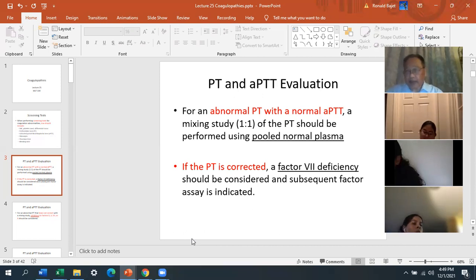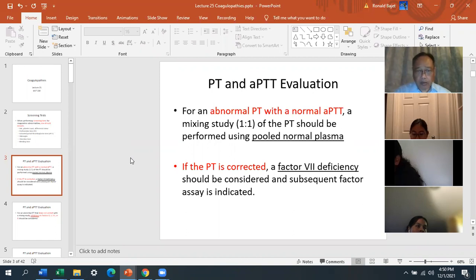That means the factor 7 that was missing was present in the pooled normal plasma. So now you have what's called correction. Since it corrected, you can reasonably assume that the patient has a factor 7 deficiency, because the pooled normal plasma replaced the factor that was missing. Did you guys follow that with the mixing study and the one-to-one mix and the correction? Let me know if you didn't. I'll explain it again.